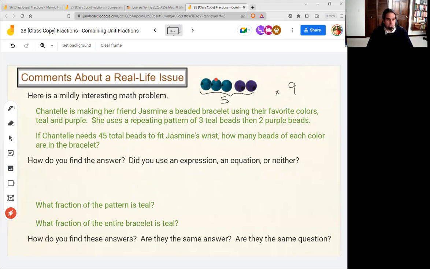How many beads of each color? 3 times 9, so 27 of teal. And then 2 times 9.